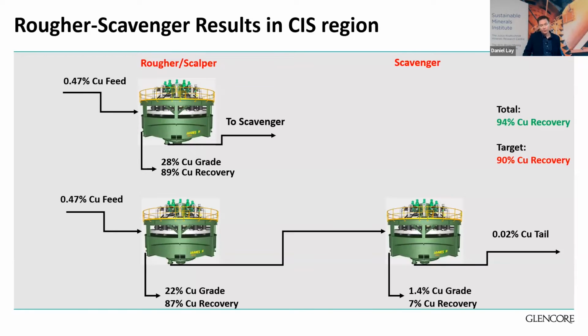This is an example from the CIS region where the Jameson cell was operated in two modes. First of all, as a rougher scalper, where we were able to produce a 28% copper grade at 89% recovery. We then took the same cell and slowed it down a bit. We operated at a lower grade, 22% grade, collected the tails and then ran it back through the cell. And in this example with two stages, rougher and scavenger, we achieved 94% recovery using only two cells.